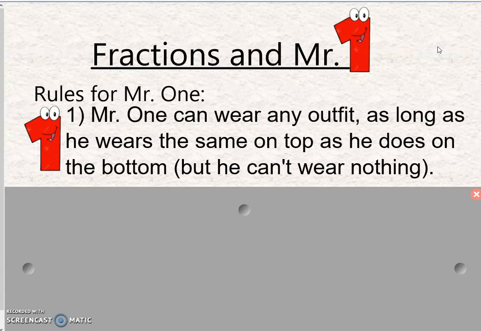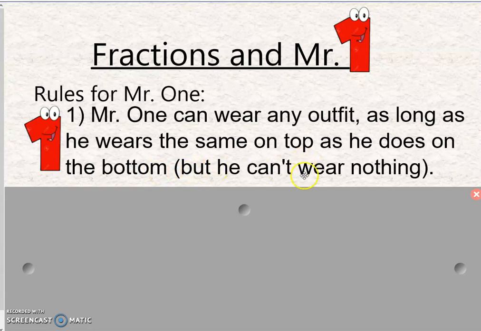I'd like to revisit fractions and really understand the math involved in reducing or simplifying a fraction. And when I do that, it doesn't matter if I'm working with elementary school kids or calculus kids. I like to teach my fractions through this concept of Mr. 1. I have two rules for Mr. 1. Rule number 1, he can wear any outfit he wants to wear at all, as long as he wears the same on top as he does on the bottom. He has to match perfectly, and he can't wear nothing.